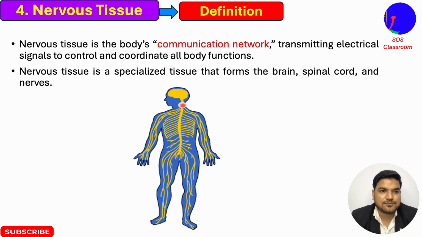So what is nervous tissue? Nervous tissue is the body's communication network. You can see different types of nerves in the central nervous system and the peripheral nervous system, mixed together to form the communication network, transmitting electrical signals to control and coordinate all body functions with the help of different types of hormones. Nerve tissue is a specialized tissue that forms the brain, spinal cord, and nerves.